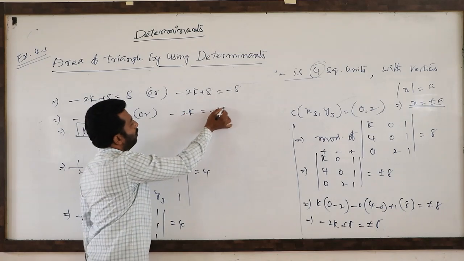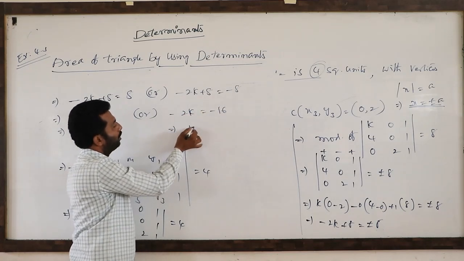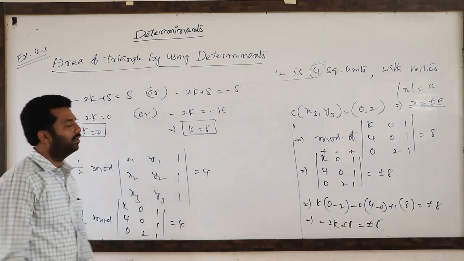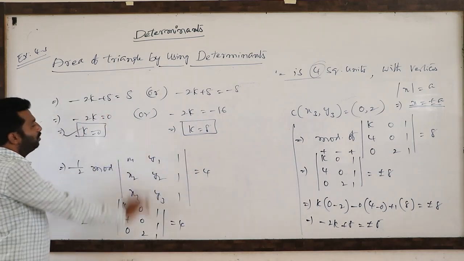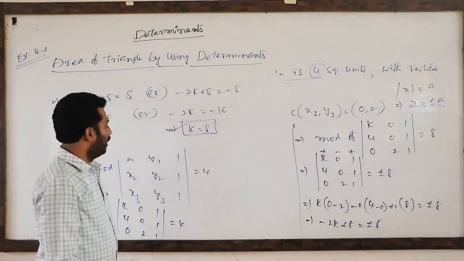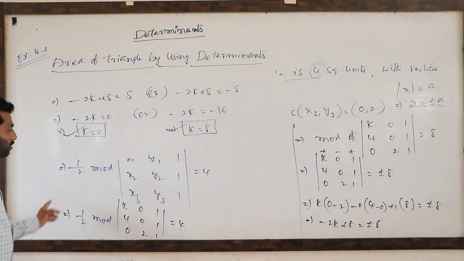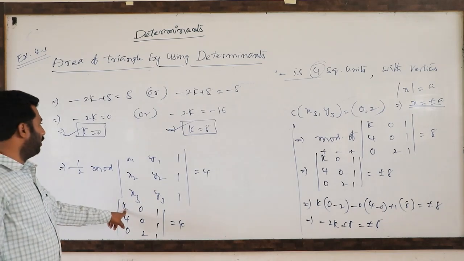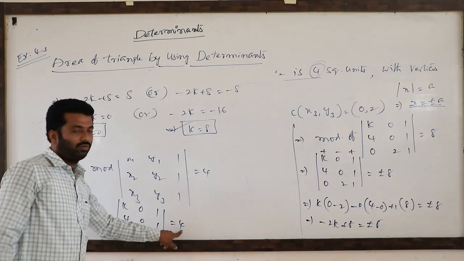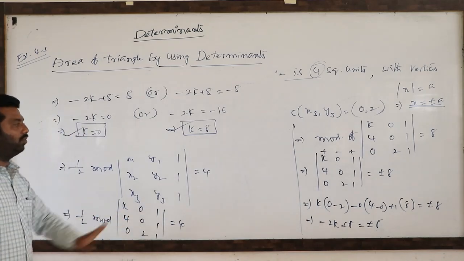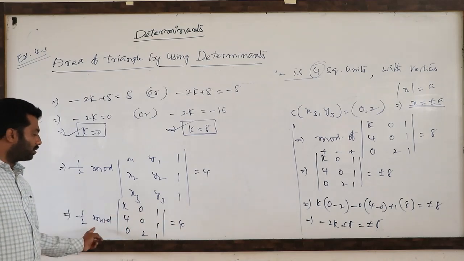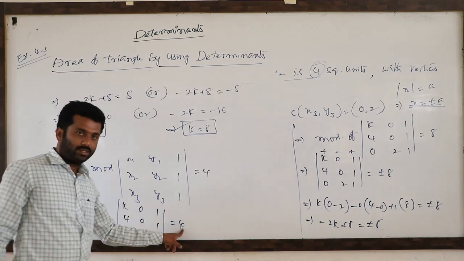Minus 2k equal to minus 16, so k equal to plus 8. What is another value? One case is k equal to 0, another case is k equal to 8. Means in one vertex, first vertex k comma 0 only, no. If I substitute k value 0, this determinant value 4 will come, means area of the triangle 4 will come. Or if you substitute k value 8 also, area of the triangle 4 will come.